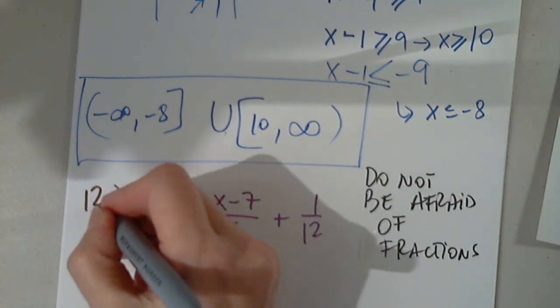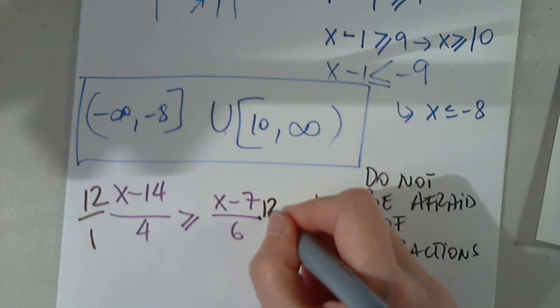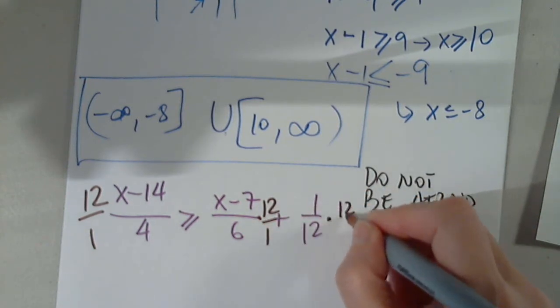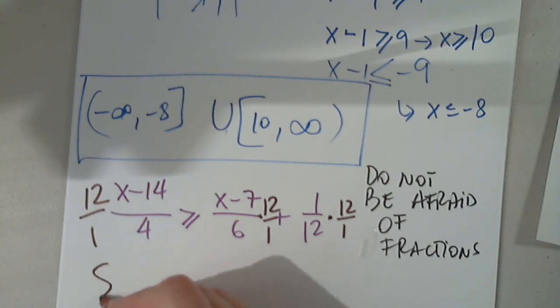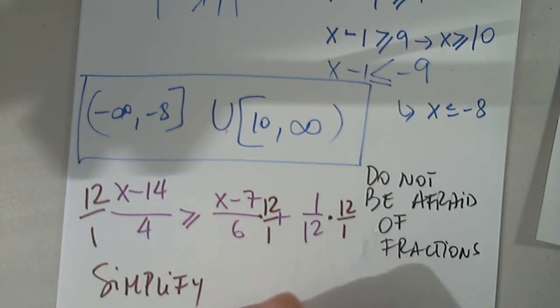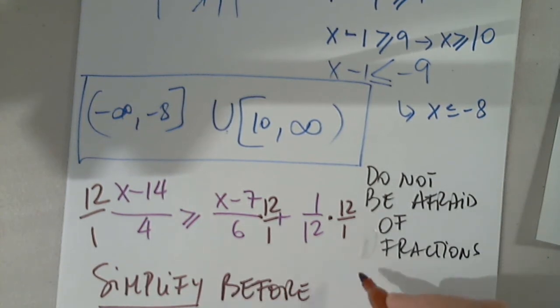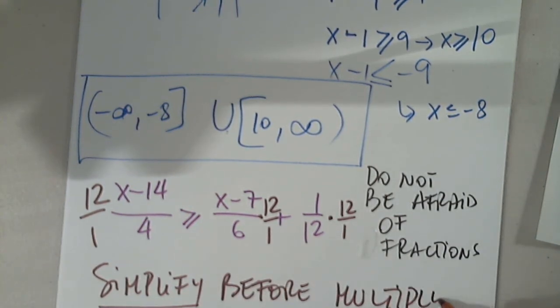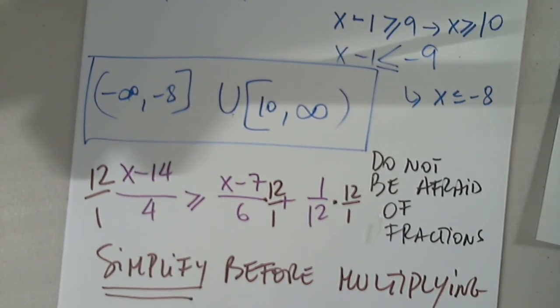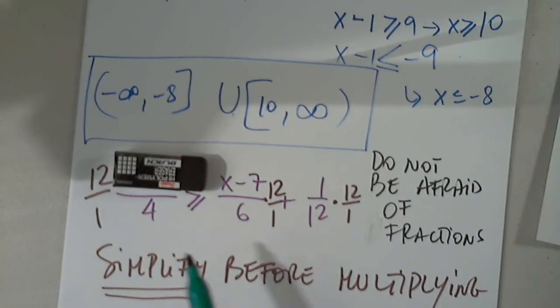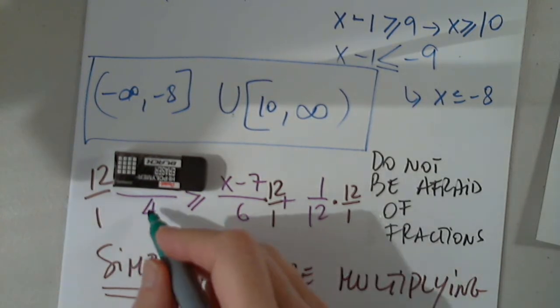I multiply this by 12 over 1. I multiply this by 12 over 1, and I multiply this by 12 over 1. We simplify always before multiplying. Please simplify before multiplying. So I simplify 12 and 4 by what? Dividing 12 by 4, you get 3. Exactly.